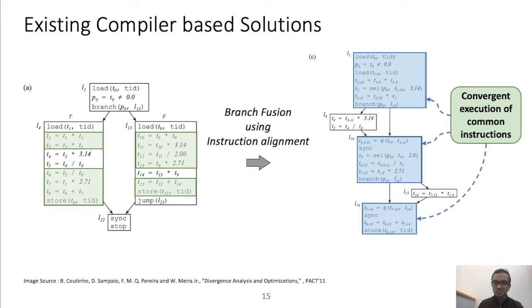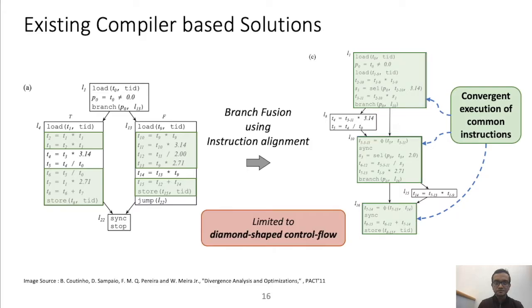Dynamic programming based sequence alignment algorithms like Smith-Waterman can be used for computing this alignment. Then aligned segments of instructions are moved into convergent blocks. In this example, aligned instructions are shown in green and their new locations are shown in blue. This reduces divergence because more instructions are executed in a convergent manner now. However, one limitation of this technique is that it does not work across basic block boundaries. In other words, it can only merge diamond-shaped control flow.